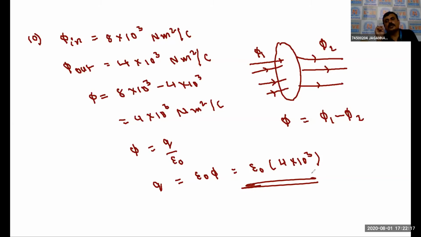But in our given options, they left it in terms of epsilon naught only. So our option is epsilon naught into 4 into 10 power of 3. Okay, next I am going to the next question.